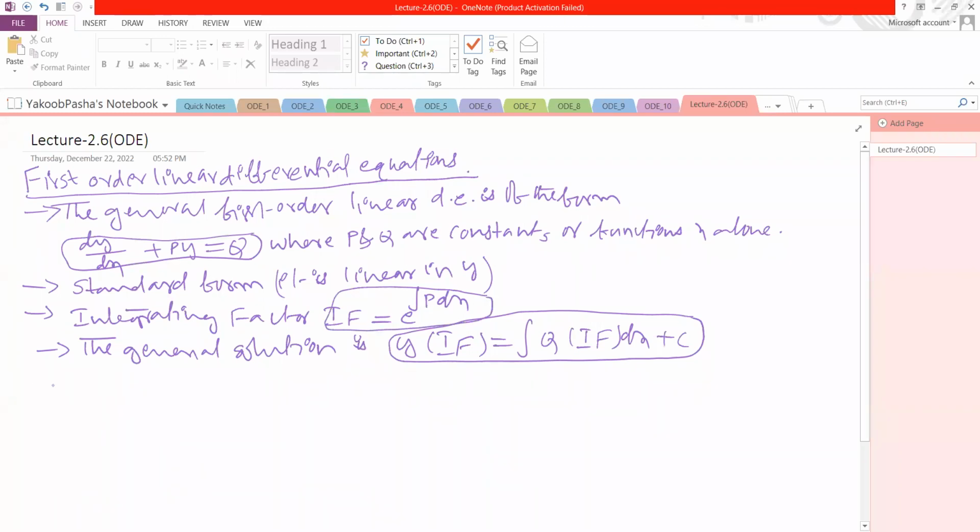So we can write the general solution by writing the integrating factor value: y into e to the power of integral p dx is equal to integral q into e to the power of integral p dx into dx plus c.